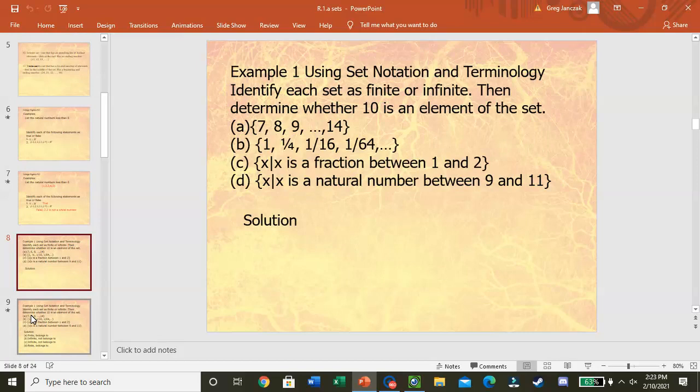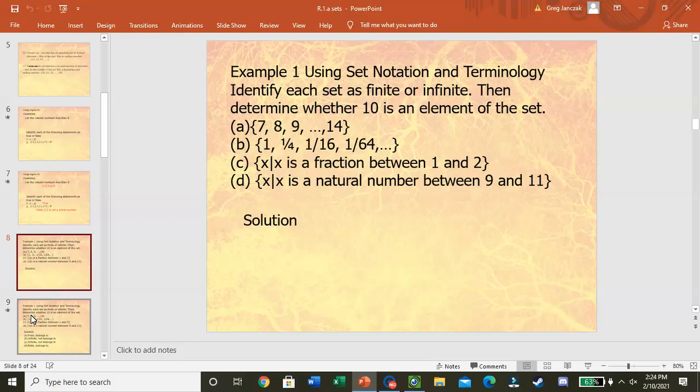Example 1, use the set notation terminology. Identify finite or infinite. First one is finite. Good. Second one? Infinite, right? Even though it's fractions, it's still on the end, so it's okay. So I still kept that one in there. So that one is infinite.